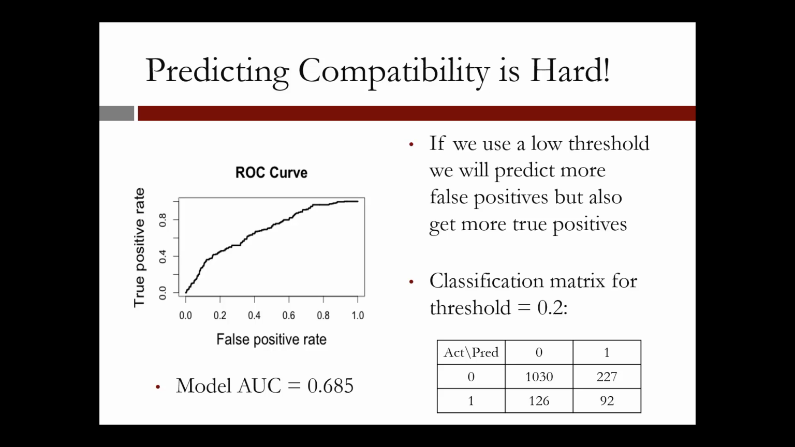If we use a low threshold in the logistic regression model, we will predict more false positives, but also get more true positives. For example, the classification matrix for threshold equal to 0.2 is as follows. Note that we found 1,030 pairs that are not compatible and 92 pairs that are compatible correctly. Note that 92 out of 319, which is 227 plus 92, were correctly identified. That is, 29% of the matches we recommend will be successful, a very high success rate for online dating.